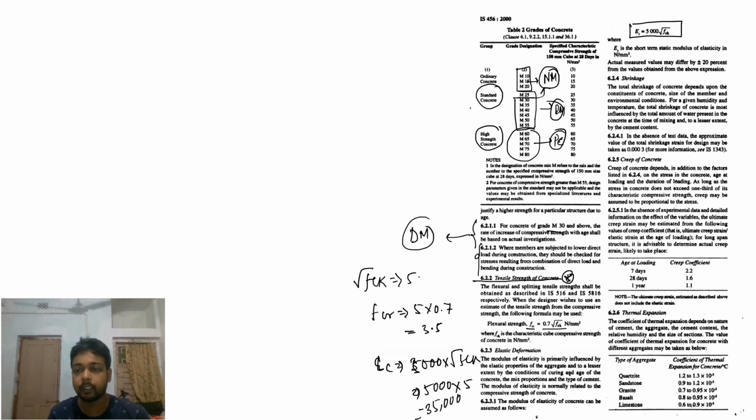The value of shrinkage should be 0.0003. Creep. Creep is generally gradual loading. That is very important. What is the creep coefficient? 7 days, 28 days, 1 day. These are important. Thermal expansion, that is L into alpha delta T. They never ask it, but you can see it.